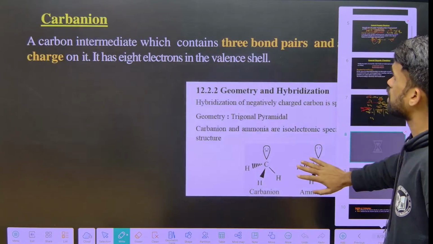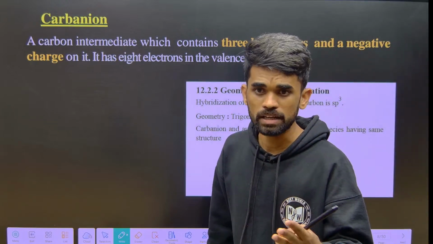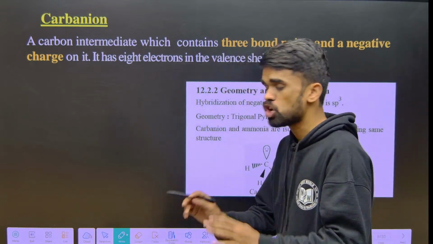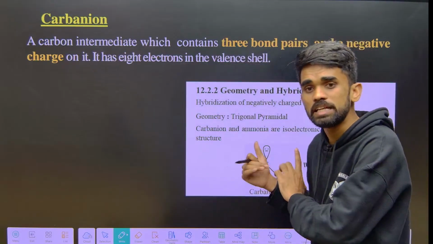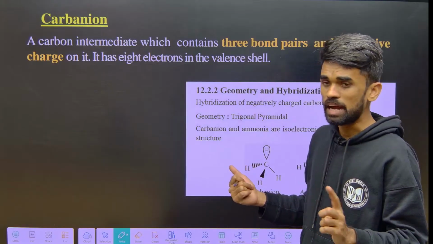What are the types of intermediates I gave? Carbocation, carbanion, free radical. Okay. Let us study the geometry, the structure of these intermediates first. Then we will be able to understand their chemistry and their reactivity.